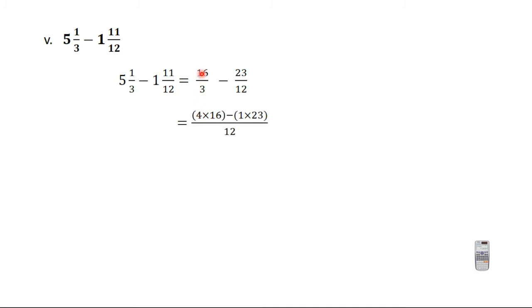You multiply that by the numerator here, which is 16, so 4 times 16. Then you bring your negative sign. Then when you come here, you have 12 divided by 12, which is 1. You multiply that by the numerator, which is 23. So you have 4 times 16 will give us 64, minus 1 times 23 will give us 23, divided by 12. We have 64 minus 23 to give us 41, divided by 12. This is an improper fraction, so we will convert this to a mixed number, which is 3 whole number 5 over 12.